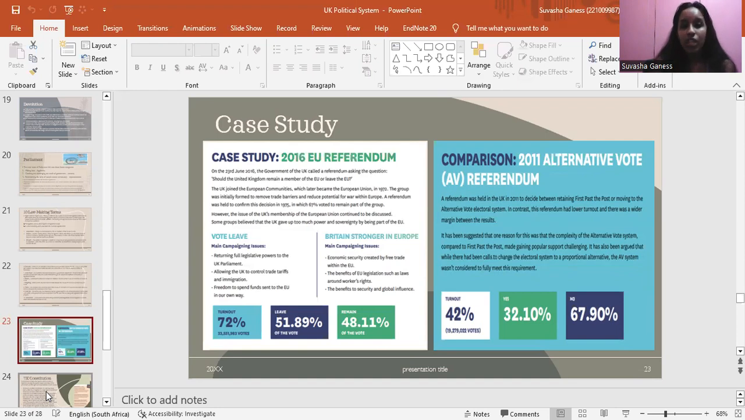So yeah, this you can just read through the studies. I think it's important to know, in terms of the EU case study, the main campaigning issues, like people who voted to leave the EU and what they understood, people who believed that Britain was stronger in Europe and what they believe. So I think that's important there.